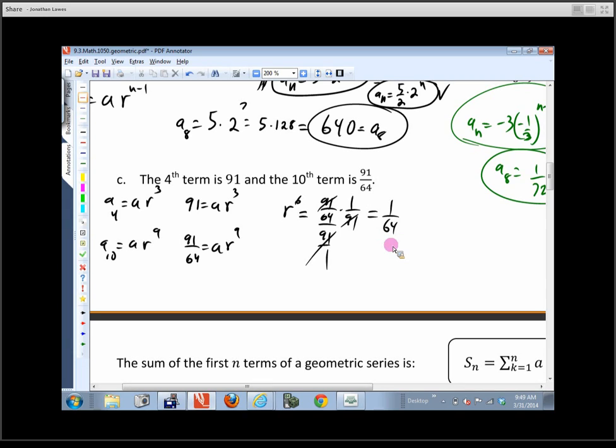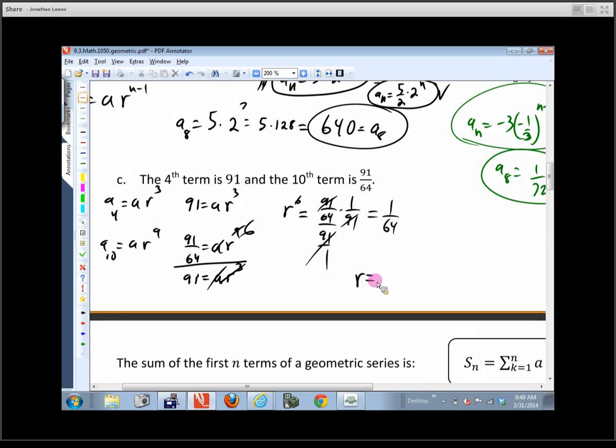Okay. I want you to watch so you fundamentally understand what's going on here. Does everybody understand that this is the 4th term? This is the 10th term? So watch how I can make this using these guys right here. What would happen if I divided by 91 a r to the 3rd? A's would cancel. 3 of these would cancel with 3 of those. I'd end up with a 6. So don't I end up with r to the 6th? 91/64 divided by 91. Don't I end up with exactly the same thing?